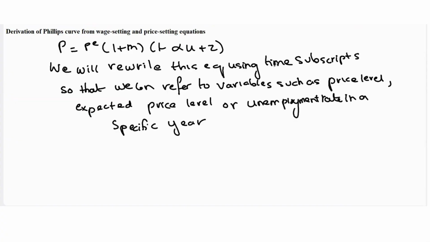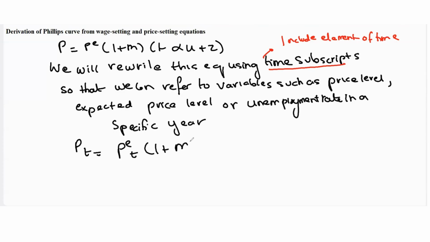So add time, include an element of time. So time subscripts you want to add. So we're going to rewrite the same equation, but now add time subscripts to it. So we're going to write this as Pt is equal to Pet (1 + m)(1 - alpha ut + z).